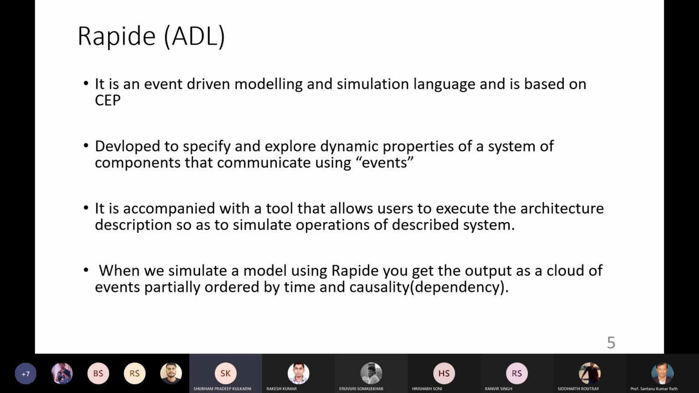When we simulate a model using Rapide, you get the output as a cloud of events partially ordered by time and its dependency among those events.